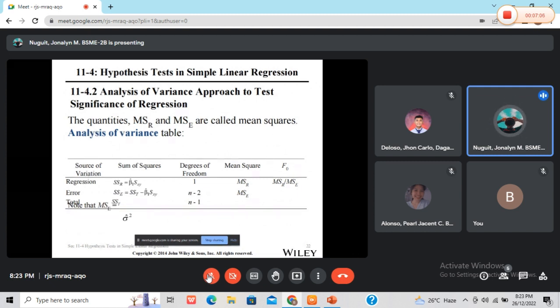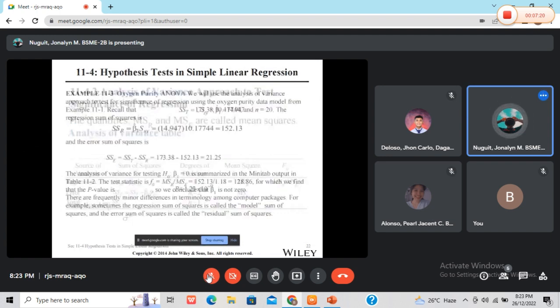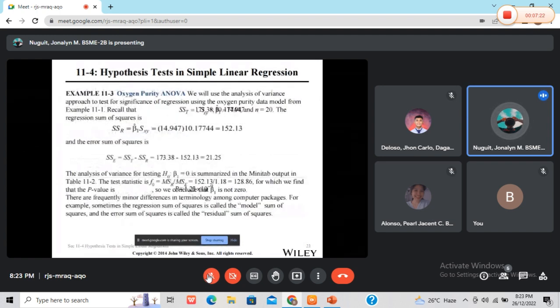Analysis of variance table. So, mao ni siya. Ang source of variation, sum of squares, degrees of freedom, mean squares, and the F sub 0. So, one example. We will use the analysis of variance approach to test for significance of regression using the oxygen purity data model from example 11-1.